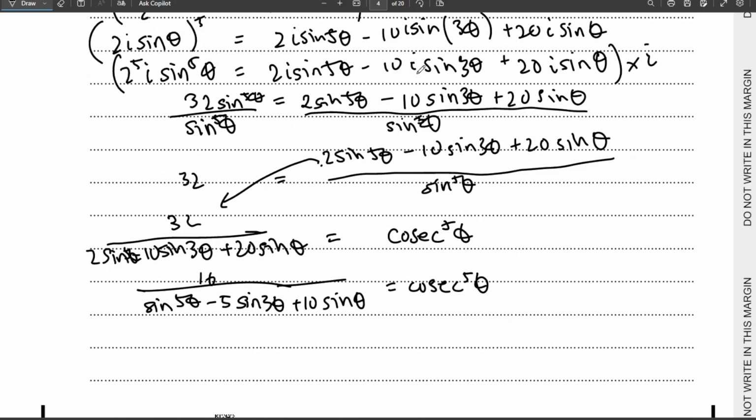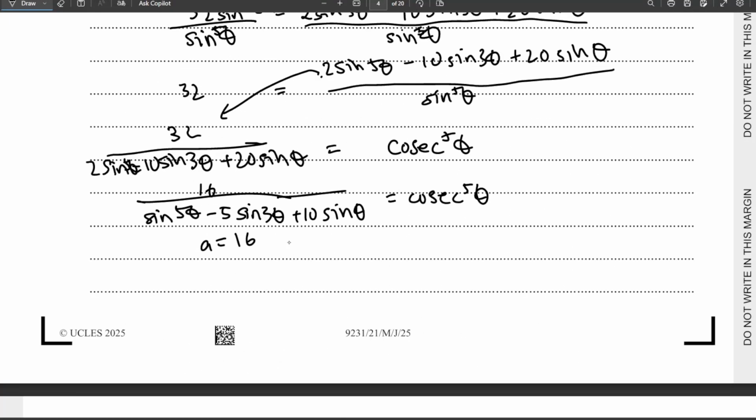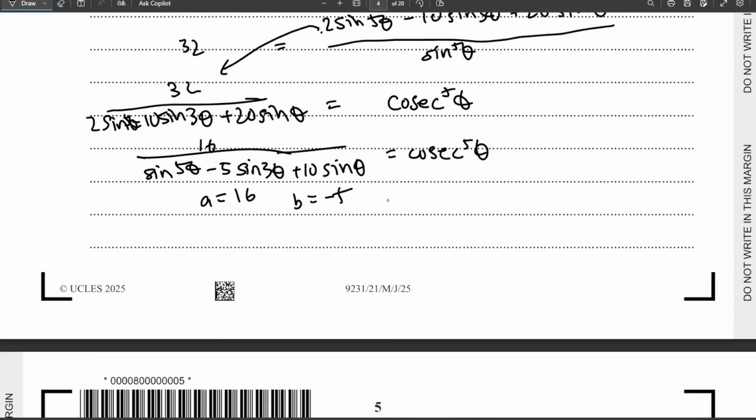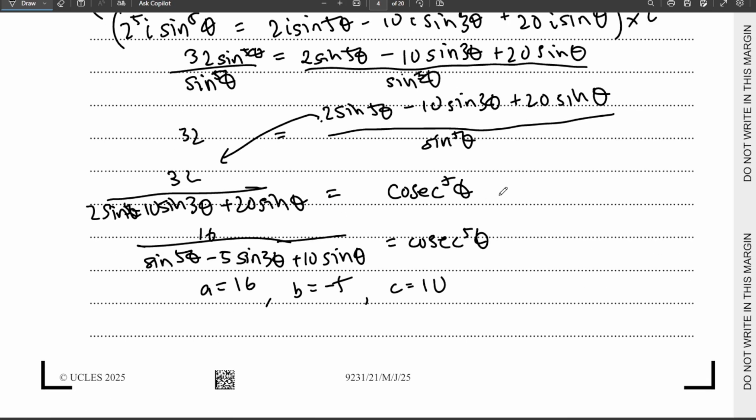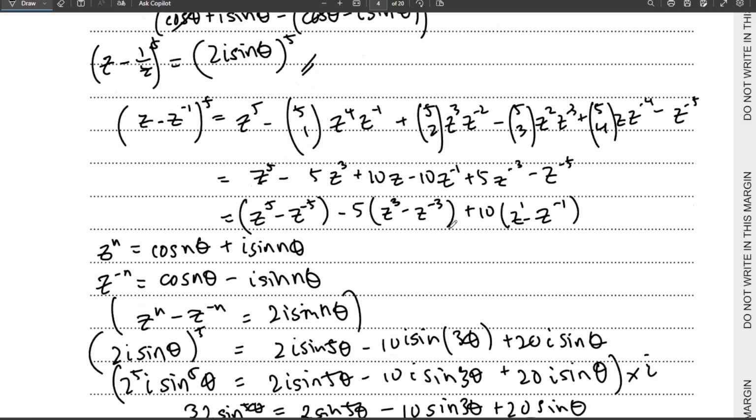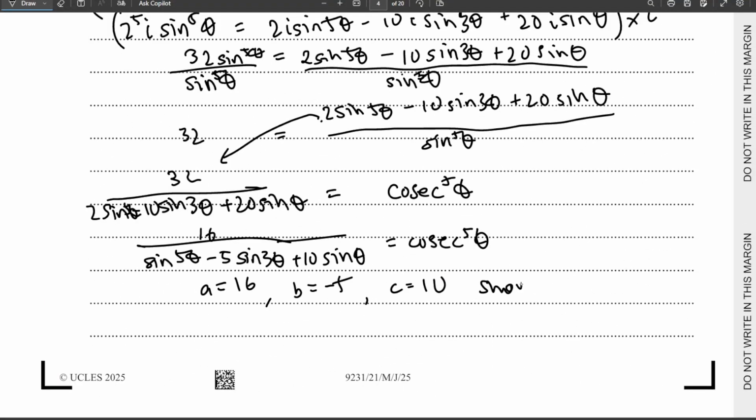Finally, I think we've made it to the exact same form. So we have A as 16, A is on top. B is the coefficient of sine 3 theta, which is negative 5. And C is the coefficient of sine theta, which is 10. So we have the 3 values here. So that's shown, we've shown it can be written like that, and that will be question 3.